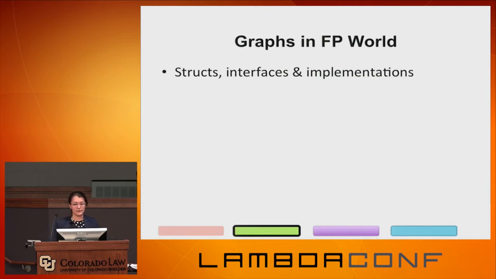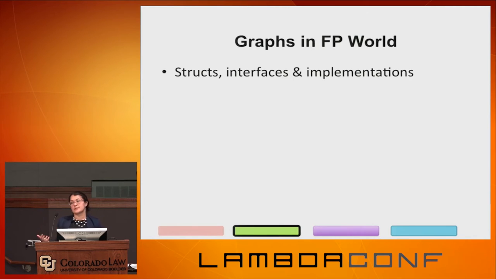So what about graphs in the functional programming world? More abstractly, we have structs, which represent data. They're your classes that store some data. Then we have interfaces: what kinds of functionality does the graph provide, what kinds of functions can we call on them? And then we have implementations, which connect the two. They provide how you access this data, this struct, with this API.